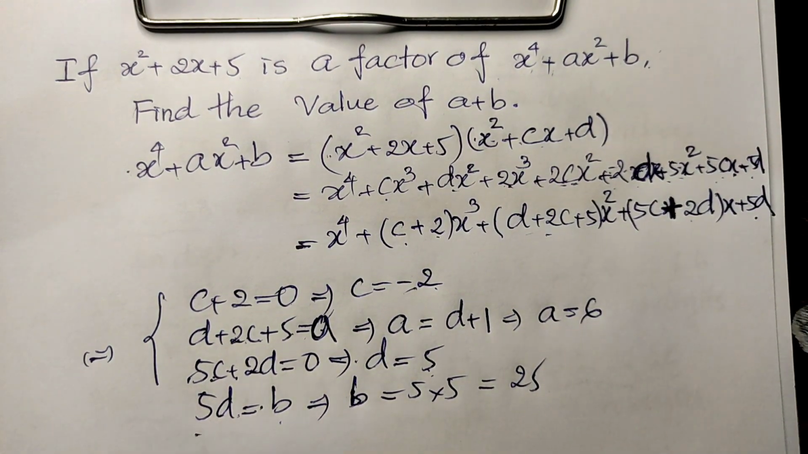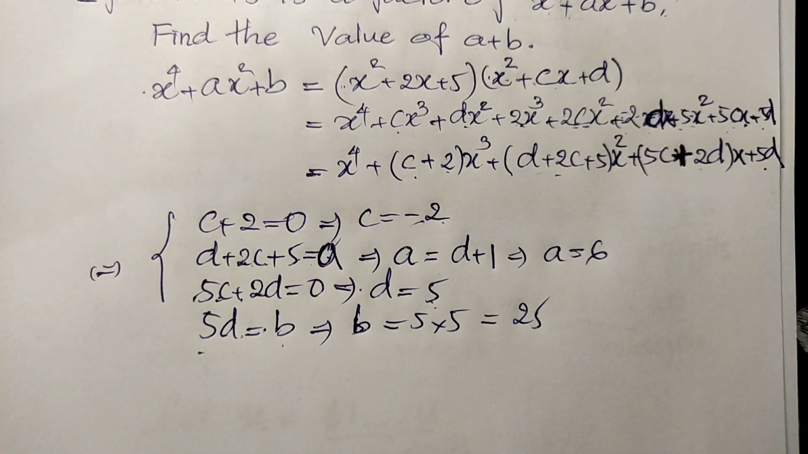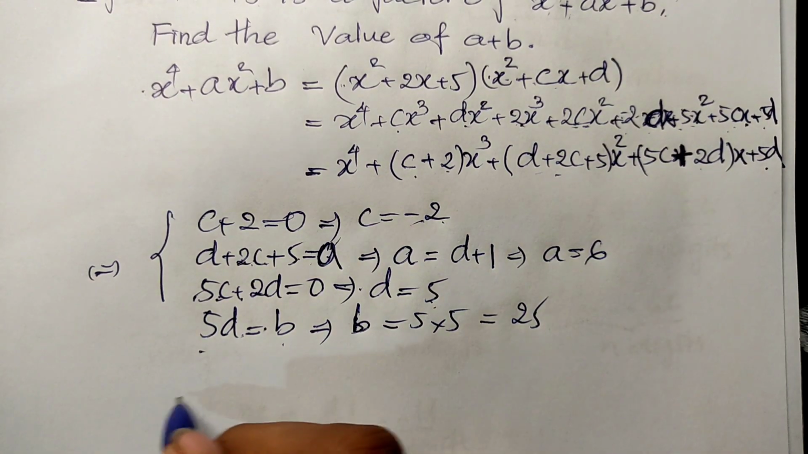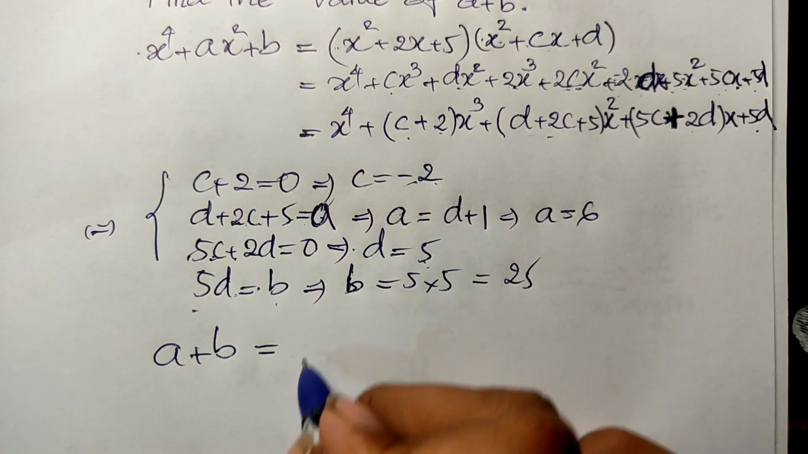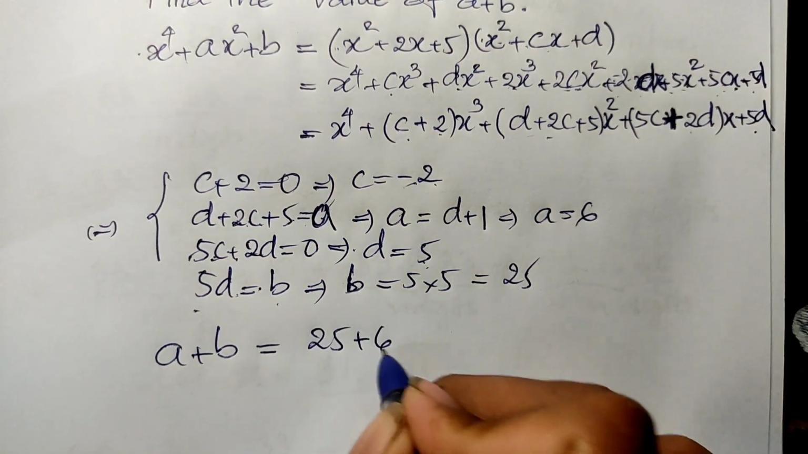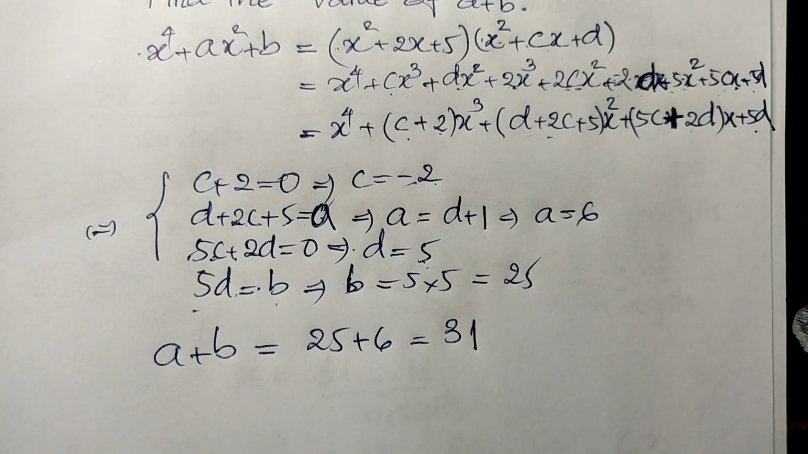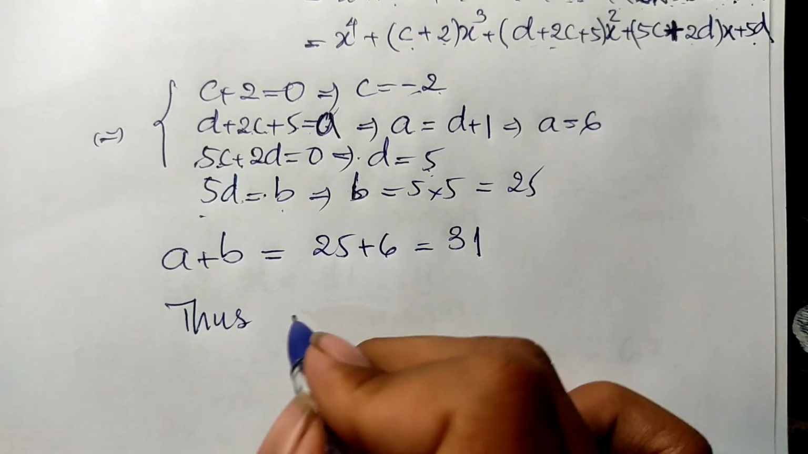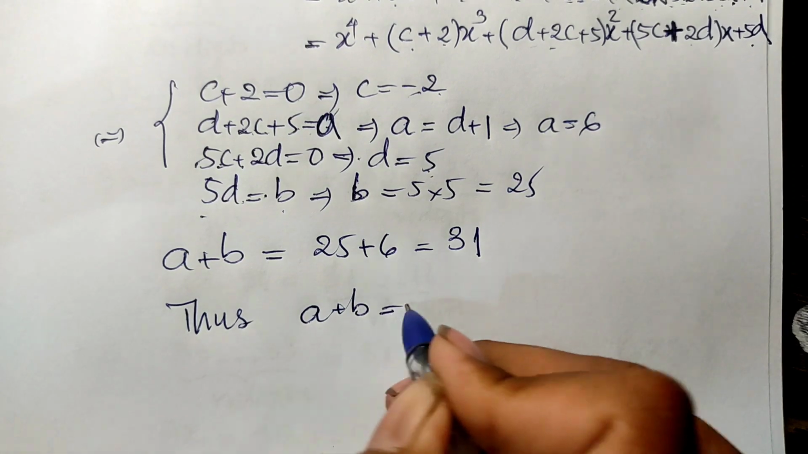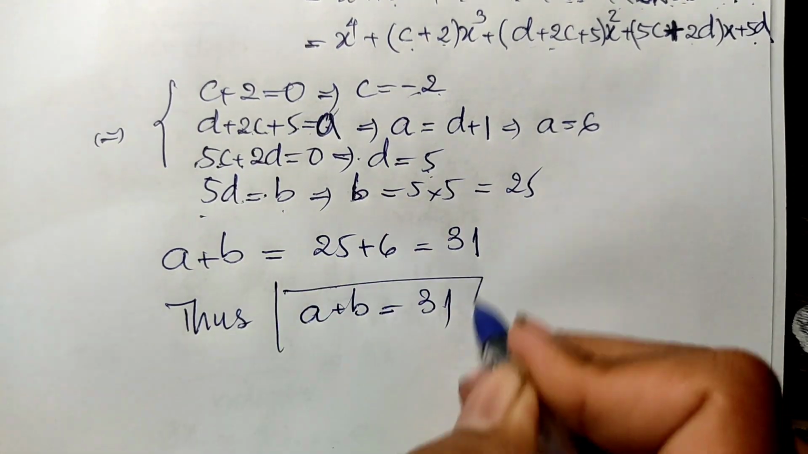And now we get the value of a plus b. So a plus b is equal to 25 plus 6 equals 31. So thus a plus b is equal to 31.